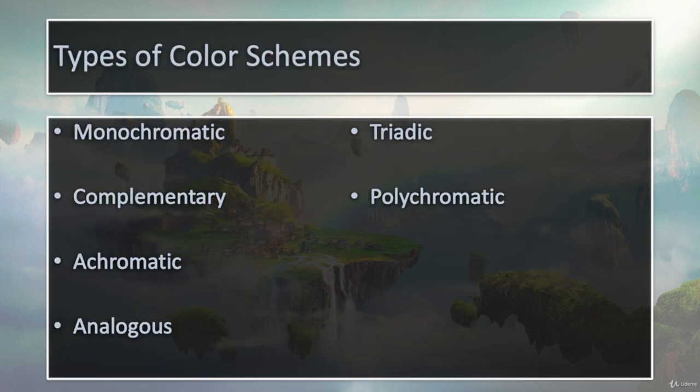So what are the types of color schemes? Well, there's basically 6 major ones that are used, but there also are a few others as well. The 6 major ones I'm going to be covering in this entire section are monochromatic, complementary, achromatic, analogous, triadic, and polychromatic, with the exception of a few other ones as well. And I'm going to go into further detail in this section about each one of these specifically, showing examples of their use in video games.